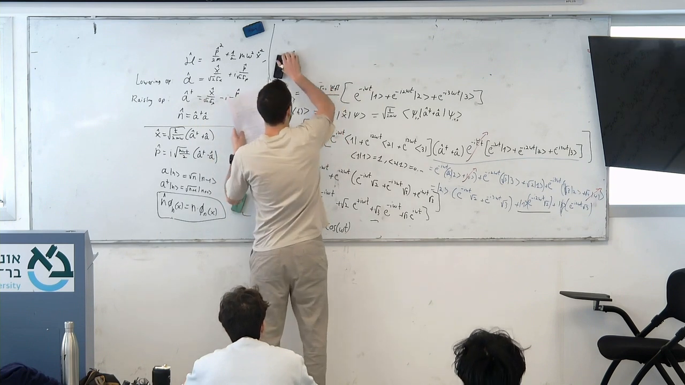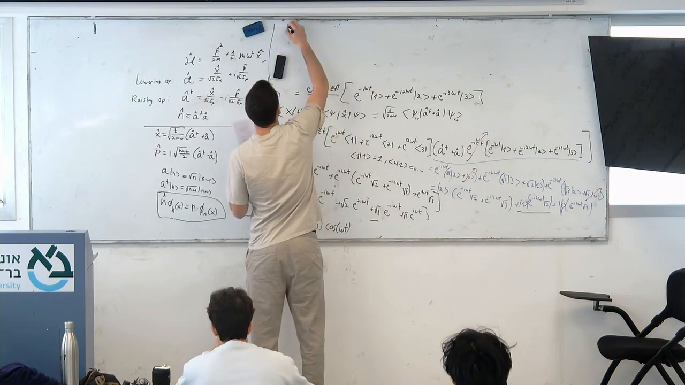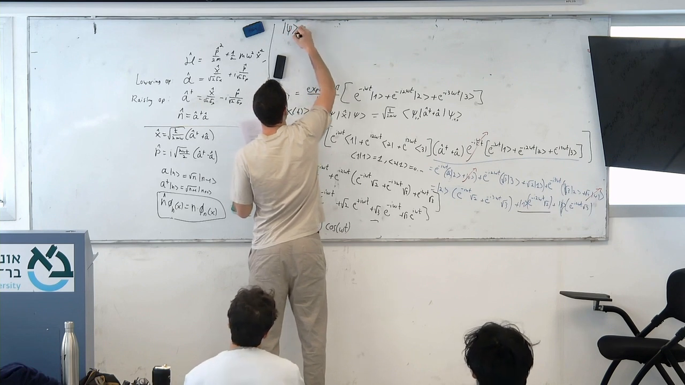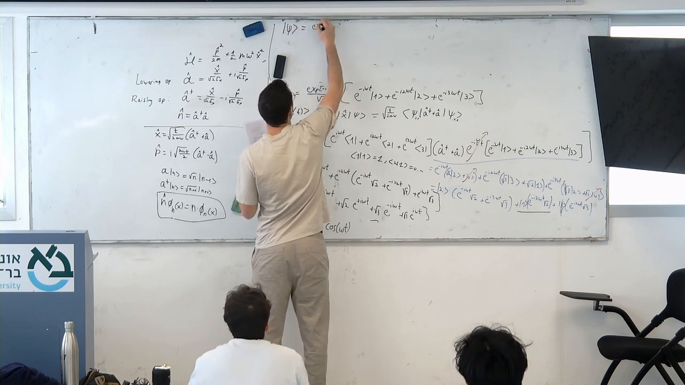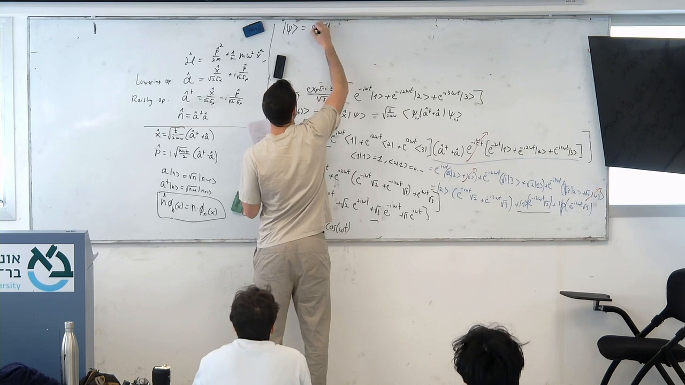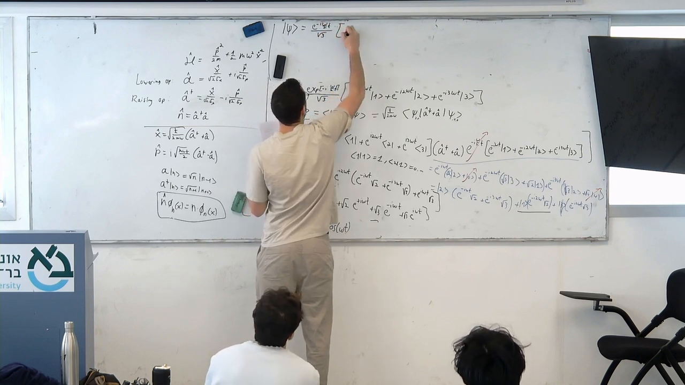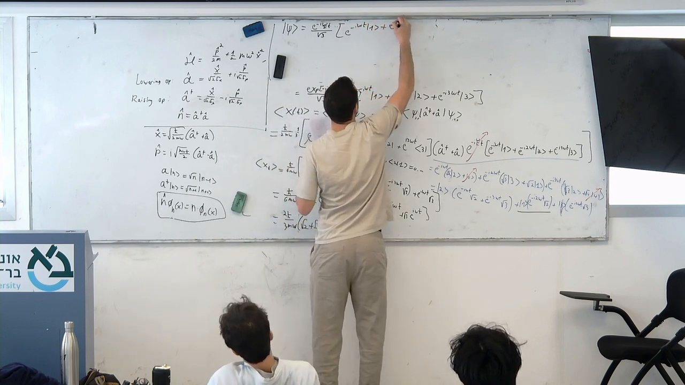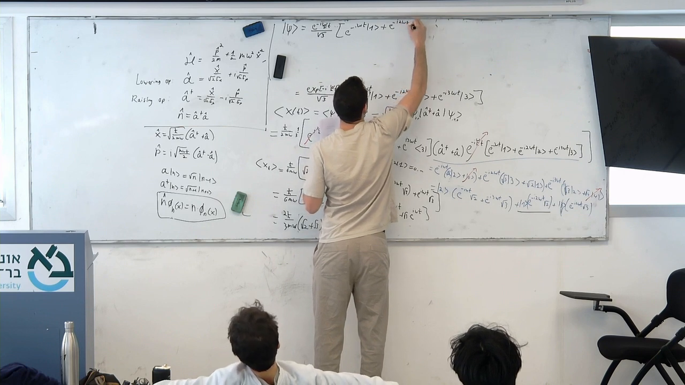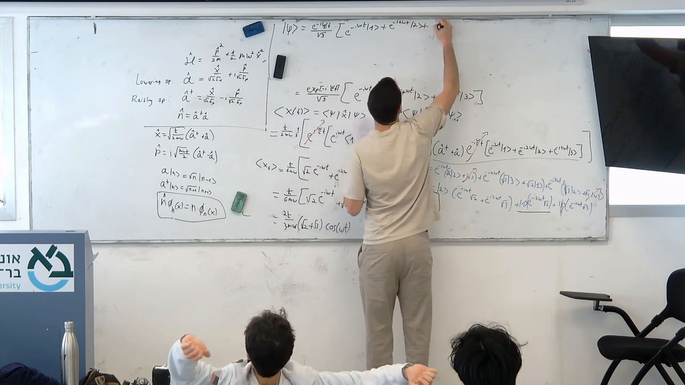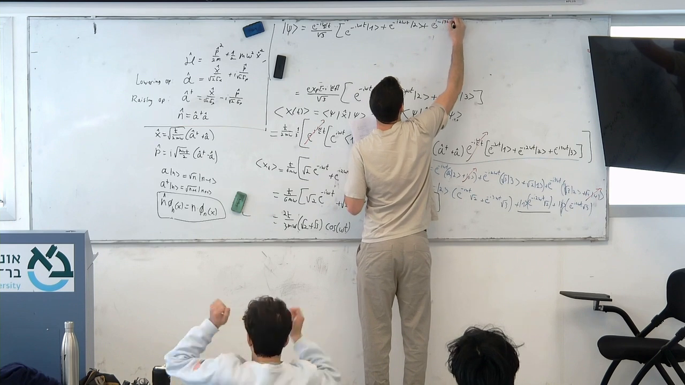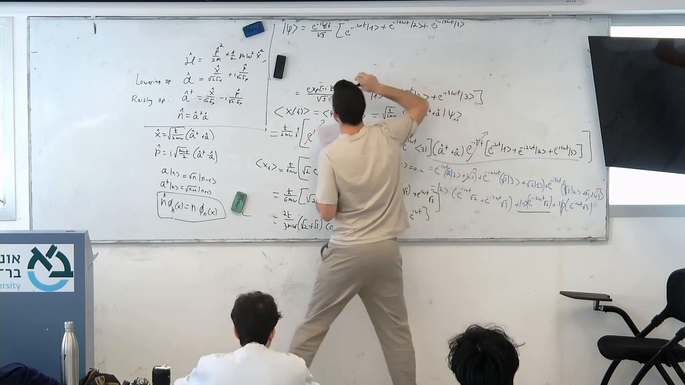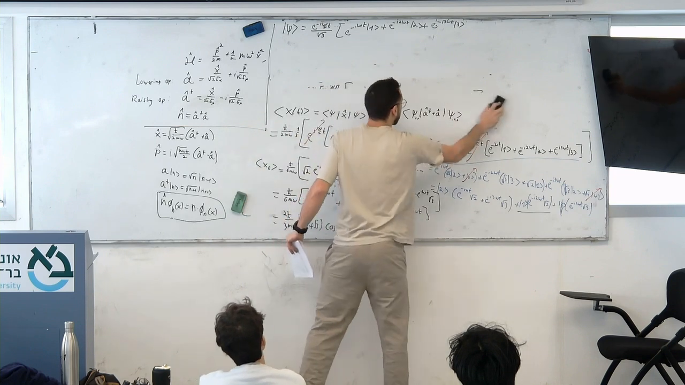Okay, so let's rewrite psi of x and t. This is e to the minus i omega over 2 t, square root of 3 e to the minus i omega t times 1 plus e to the minus i 2 omega t times 2 plus e to the minus i 3 omega t times 3. I'm writing small because we're going to do the second moment.